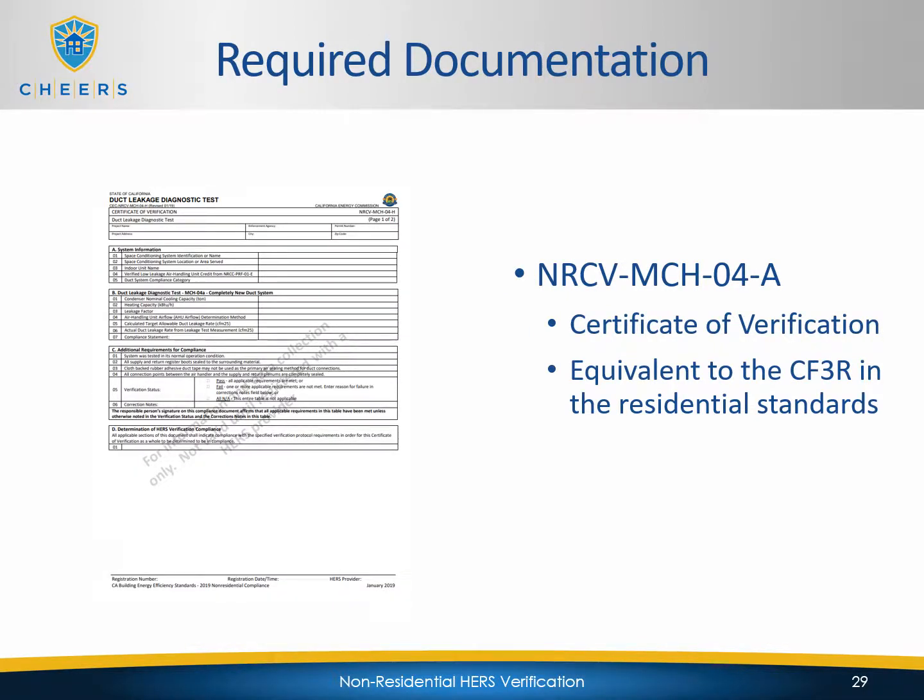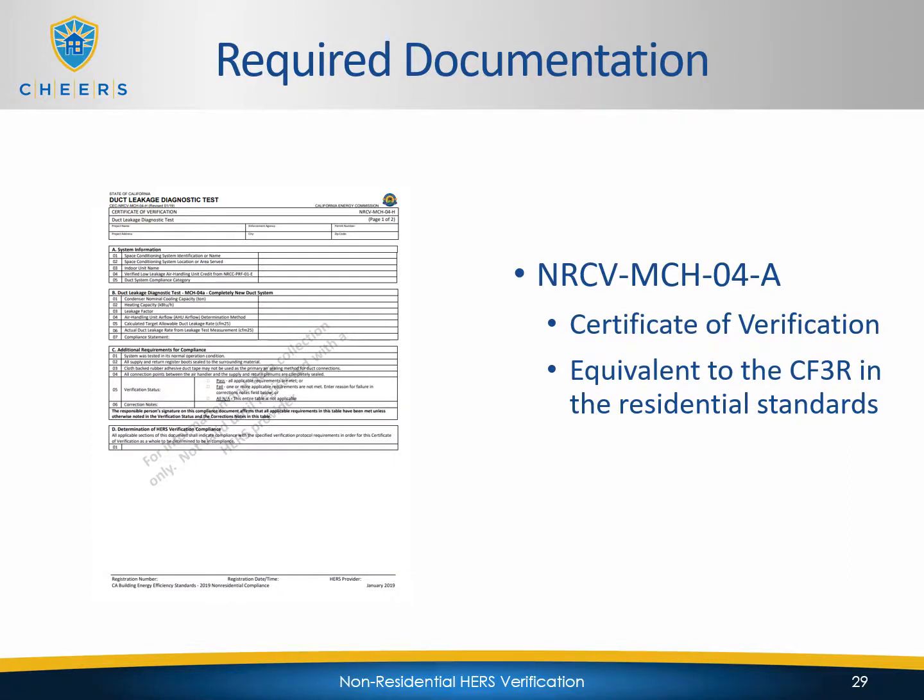And then last, we have the certificate of verification, the NRCV MEC 04A. This is the equivalent of the CF3R for the residential standards. And this is going to be the only document that is going to be produced by the registry. So unlike the residential side, where the 1Rs, the 2Rs, and the 3Rs are all generated from the registry, non-res has not gone that far yet.